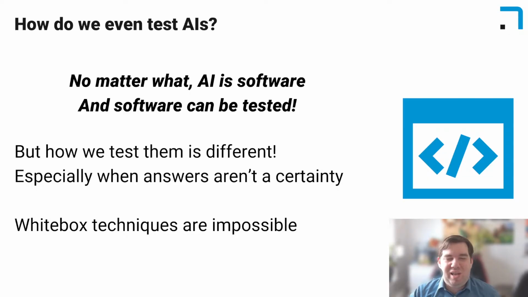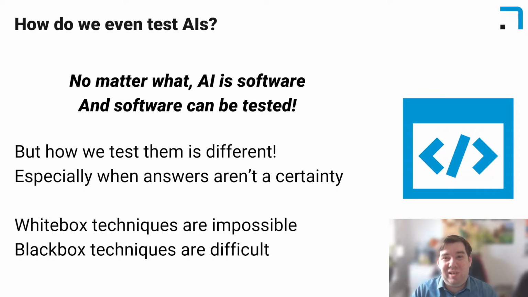We don't understand the neural networks of how AIs work. We don't understand how the tokenization of a large language model works. Maybe at a conceptual level, but to trace it, no way, can't do that. And because we're looking at non-deterministic or probabilistic models, it normally means black box techniques are quite difficult as well. So how do we test AIs then? If we can't use white box techniques and we can't use black box, are we just stuck with exploratory testing?